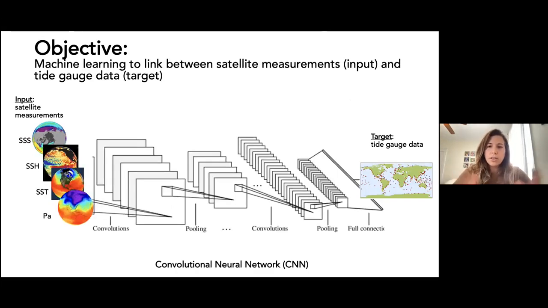So this is another way to understand what I just said. If we take the input of these different properties from the interior, from satellite measurements, and we use a convolutional neural network, in a more standard sense, we can learn the relationship between what's happening in the interior and eventually be able to link it with what's happening along the coast. I used a map over here, but really this is a regression problem. So this is going to be an array of the sea level at all of these different locations.